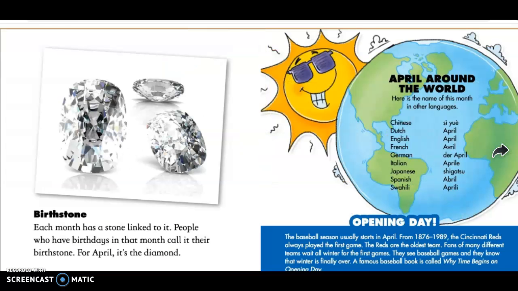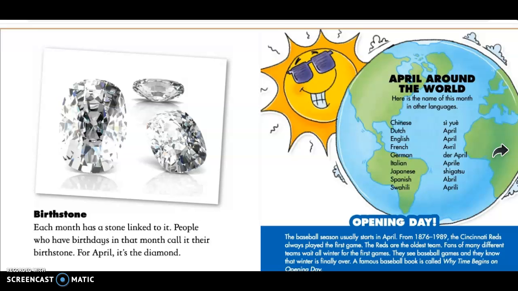Birthstone. Each month has a stone linked to it. People who have birthdays in that month call it their birthstone. For April, it's the diamond. April around the world. Here is the name of this month in other languages. Now, I can't pronounce those other languages, but maybe you can give them a try, or maybe you can already speak that language. So, April, you can try it in Chinese, Dutch, English, French, German, Italian, Japanese, Spanish, and Swahili.